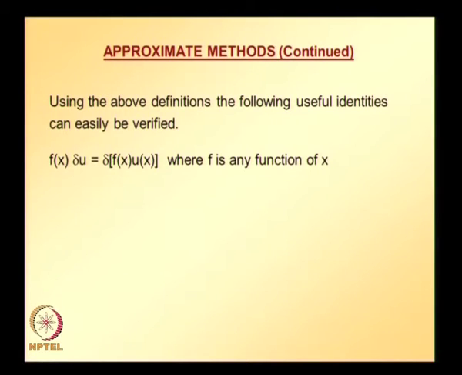Suppose f times variation of u is there anywhere in the derivation, we can replace that with variation of f times u, because of the reasoning that we have seen earlier, that is, f is independent of any of the parameters a naught, a1. So the variation operator is going to operate only on u, where f is any function of x.